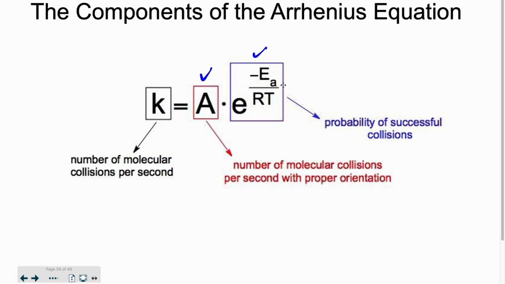The second part of this, e to the negative EA over RT, tells us the probability of successful collisions. In other words, collisions with energy that is equal to or greater than activation energy. This is something that I can affect. I can reduce the activation energy, or I can increase the temperature in a reaction, and that can increase this component of this equation.